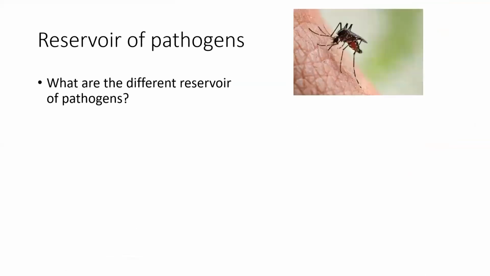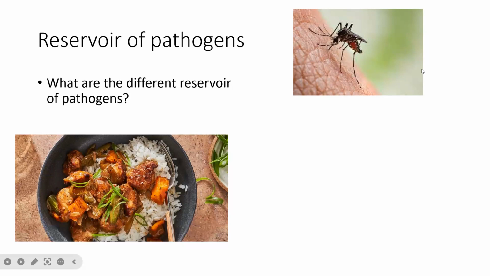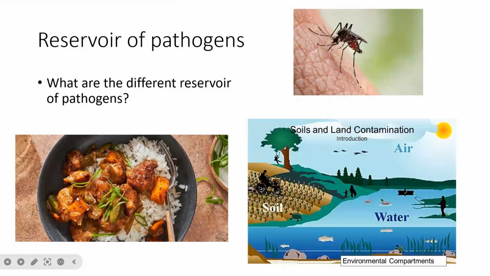So first, it is found in the vector. Then it is also found in food. If the food is not kept properly, or is kept for a long period, then microbes will grow. And in soil, water, and air. So this is the reservoir where it is found.